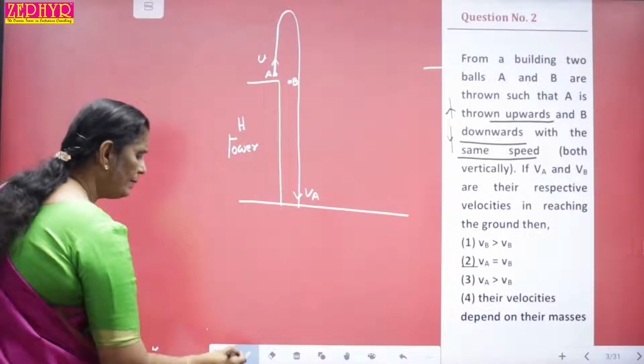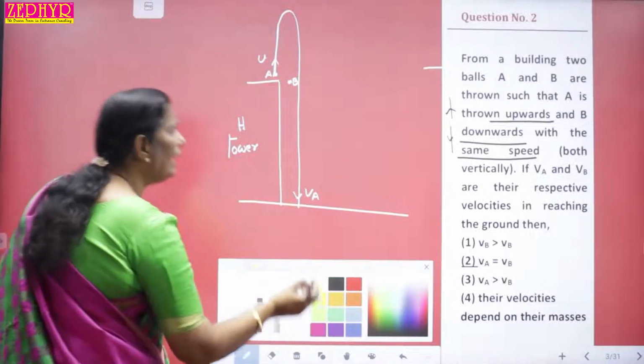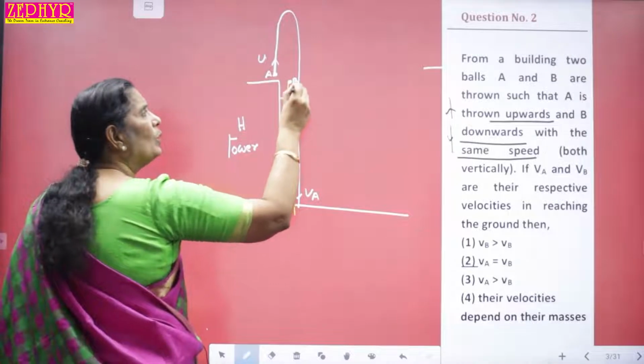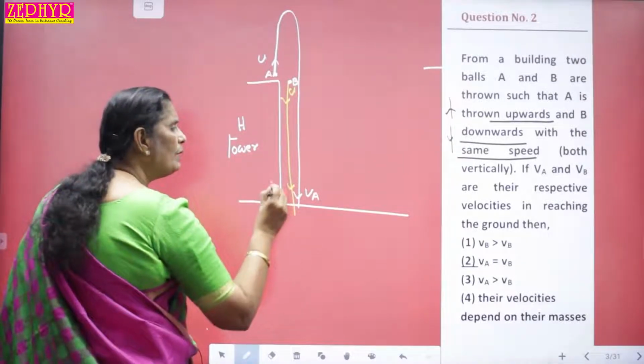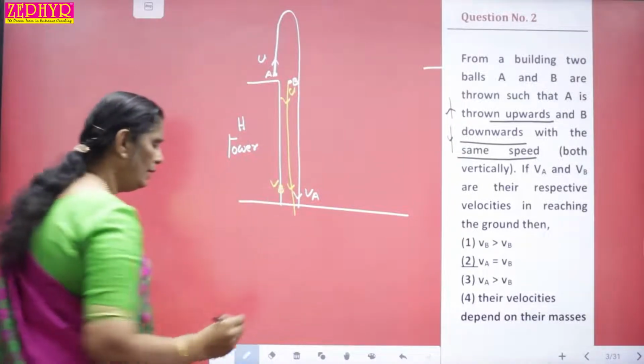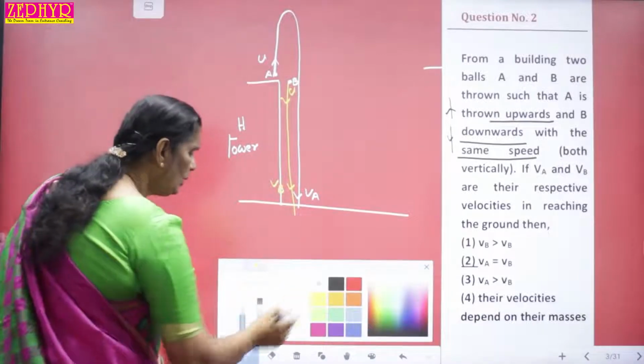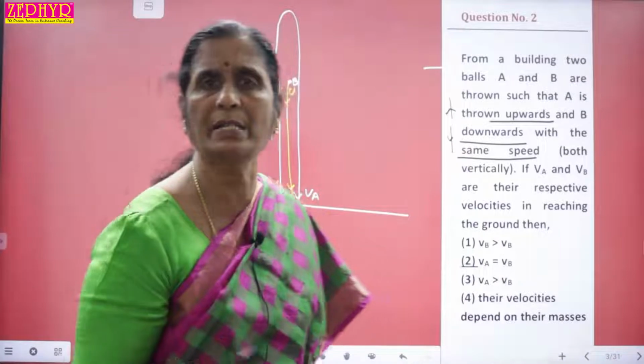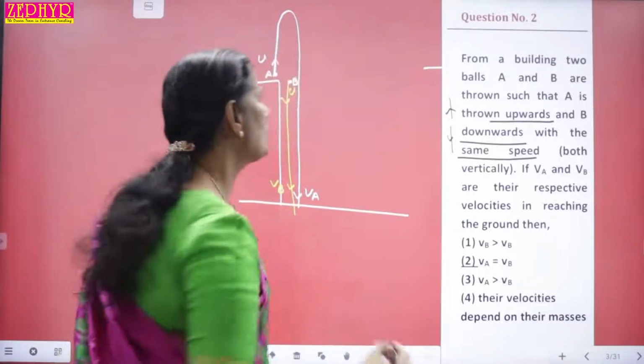Similarly for B, I will change the color. B is thrown down with the velocity U. Again, I want to know the velocity of B at this point. So how to do this type of question? We have to do it separately using the equations and we have to apply sign convention also.